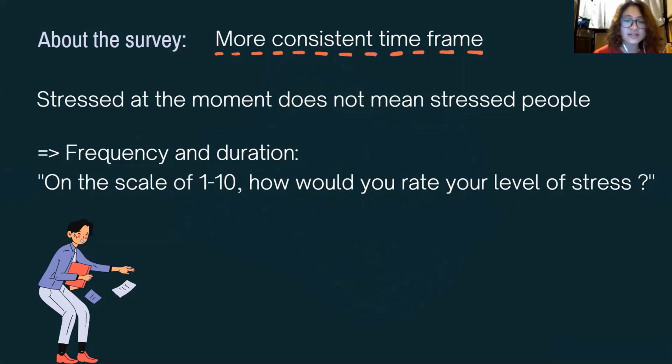Therefore, we suggest that the survey should be more consistent in using the time frame, since most variables suggest long-term sustenance, such as friendships and social media usage. Momentary influences might not help improve any correlation. Therefore, it should be rated based on frequency and duration.